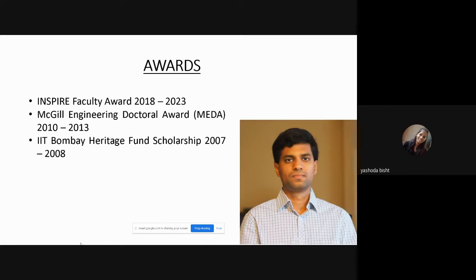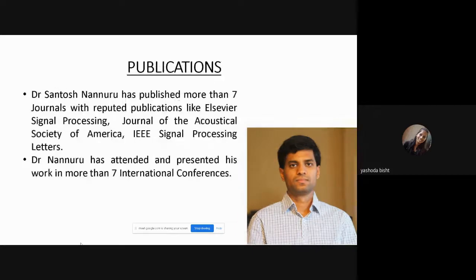Awards. He got the Inspire Faculty Award from 2018, presently, 2018 to 2023, McGill Engineering Doctoral Award MEDA from 2010 to 2013, and IIT Bombay High Tech Fund Scholarship from 2007 to 2008. Publications. Dr. Santosh Nannuru has published more than 7 journals with reputed publications like Elsevier Signal Processing, Journal of the Acoustical Society of America, IEEE Signal Processing Letters. Dr. Nannuru has attended and presented his work in more than 7 international conferences.